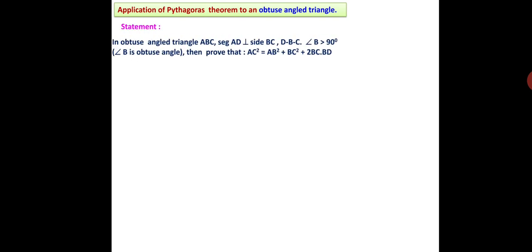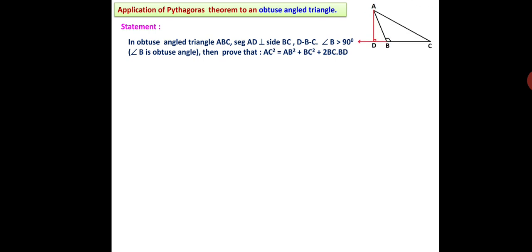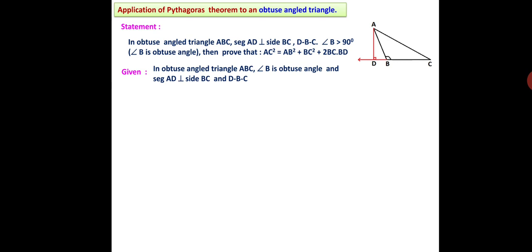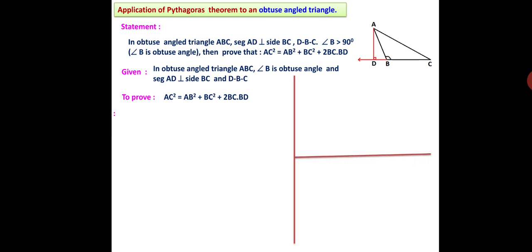So, the statement is, in obtuse angle triangle ABC, AD is perpendicular to BC, DBC is the betweenness. Now angle B is the obtuse angle here, which is greater than 90. Then we have to prove that AC square is equal to AB square plus BC square plus 2BC into BD. So the given will be, from figure and statement we can write, in obtuse angle triangle ABC, angle B is obtuse angle and AD is perpendicular to BC and DBC is the betweenness. Therefore, what we have to prove is AC square is equal to AB square plus BC square plus 2BC into BD. So friends, we will start with our proof.